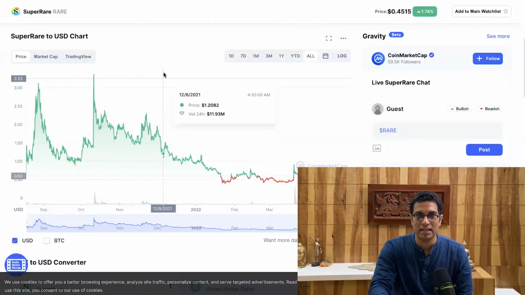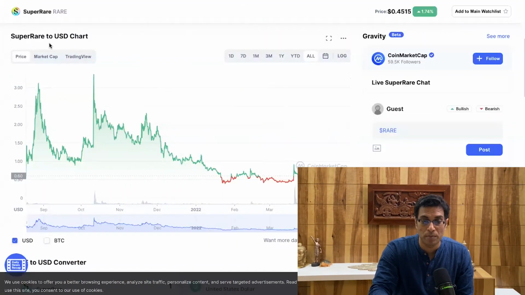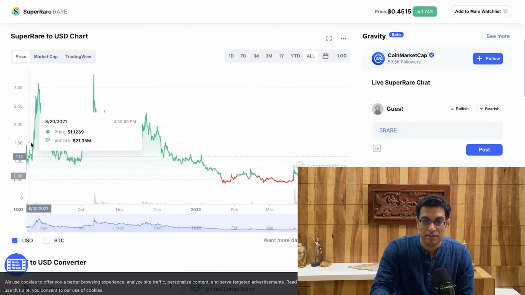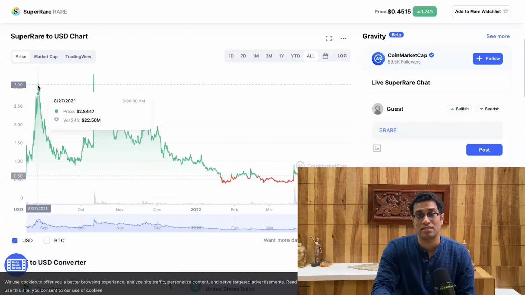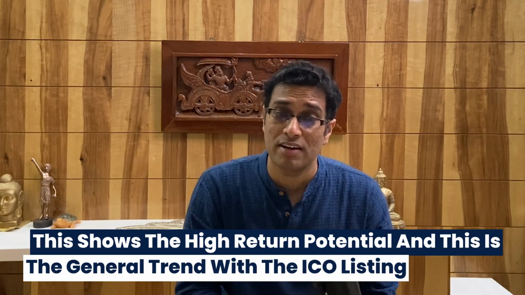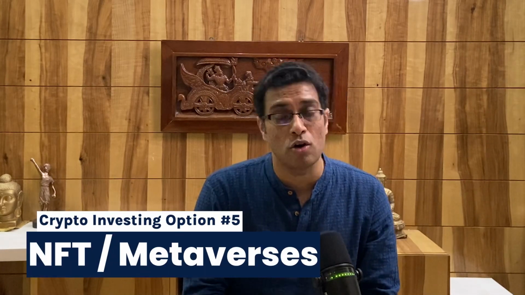So let us understand that point by talking about a coin called SuperRare. Now, you can clearly see that it ICO'd somewhere in August of 2021, and within a few days, it almost 3x'd in price. So that is the return potential, and this is a trend that you will see with several ICOs/IDOs. And that is the reason why people get so excited about applying for these. It is okay, but this is a highly speculative type of investment. So please keep that in mind. Now, the fifth option for an investor is to invest in NFTs or metaverses.